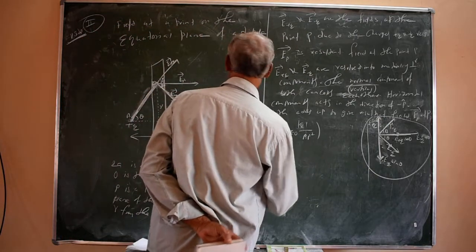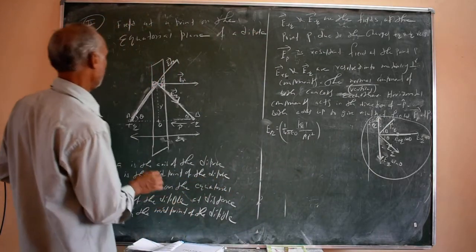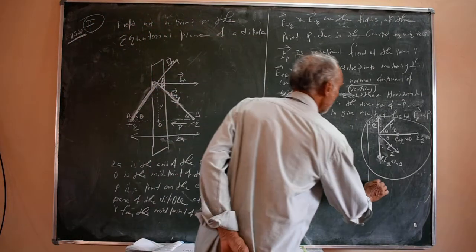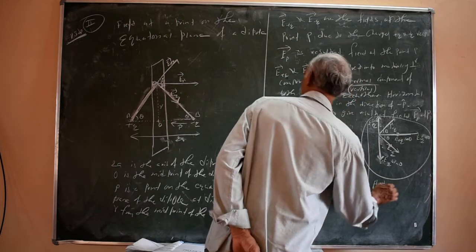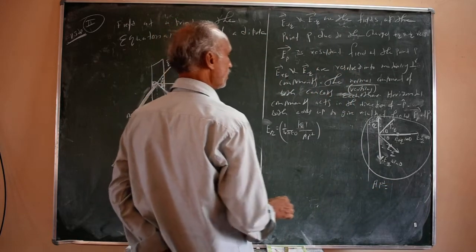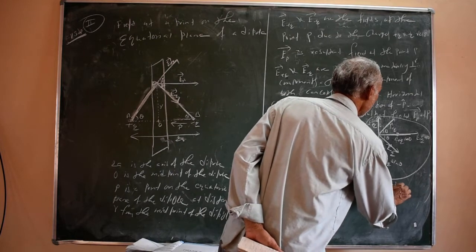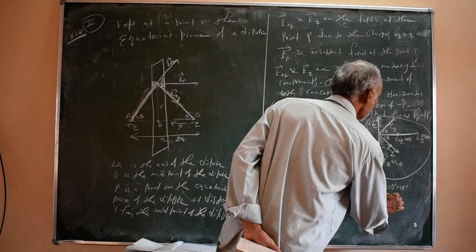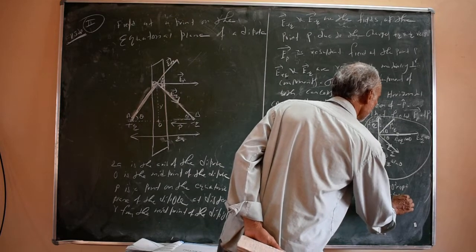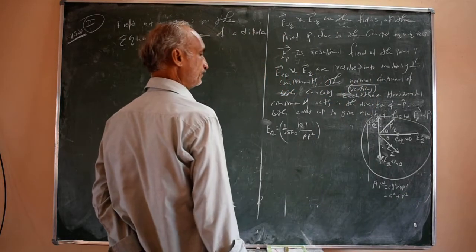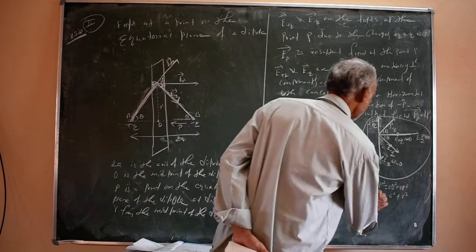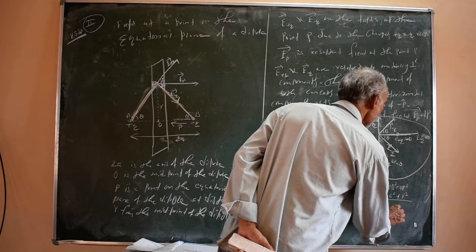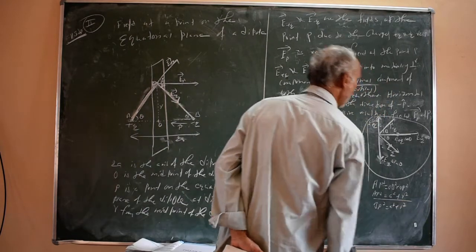So by Pythagoras theorem, let us work out AP square. AP square is equal to OB square plus OP square. OB square is A square, and OP is R, so it is R square plus A square. Similarly, BP square is also the same, BP square is also equal to A square plus R square, or R square plus A square.